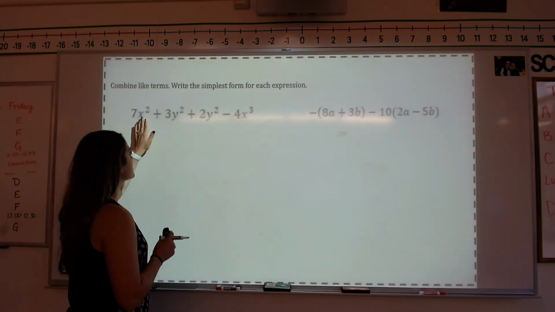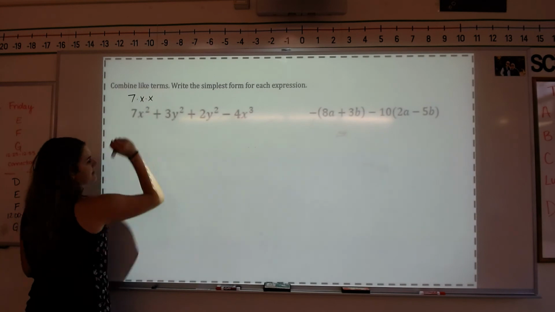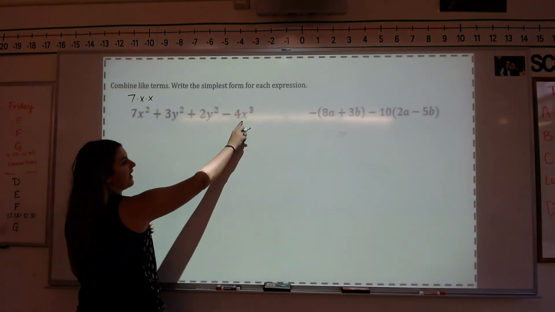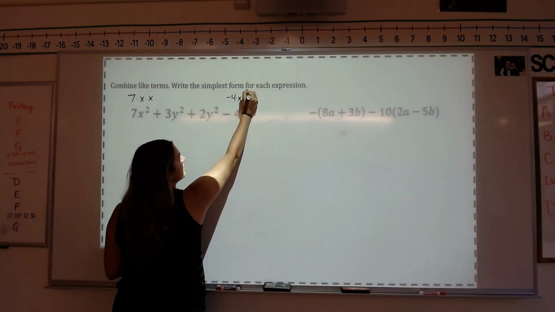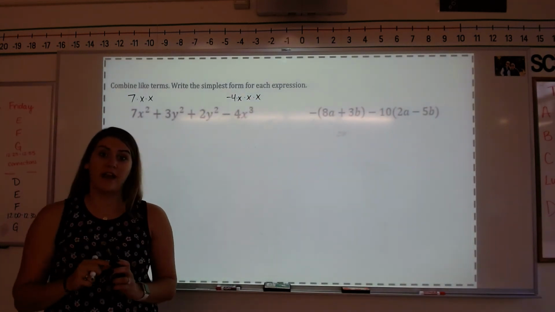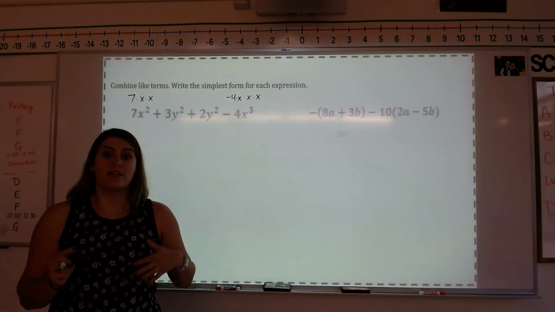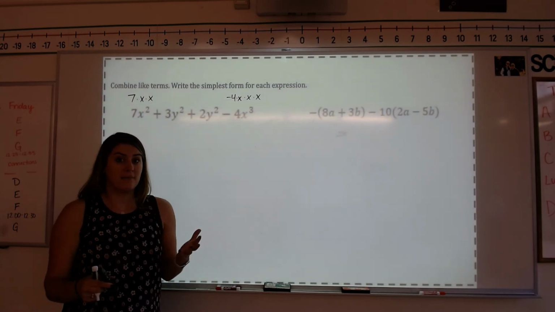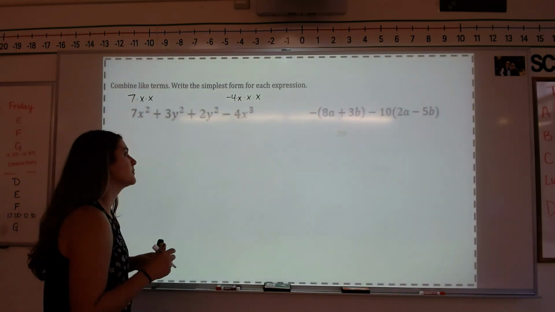If you have x squared, that would be the same thing as 7 times x times x. But when you have x cubed, that would be -4 times x times x times x. So those are not the same variable factors. X cubed has an extra x that x squared doesn't. So you cannot combine them as like terms. So keep that in mind when you're dealing with exponents.